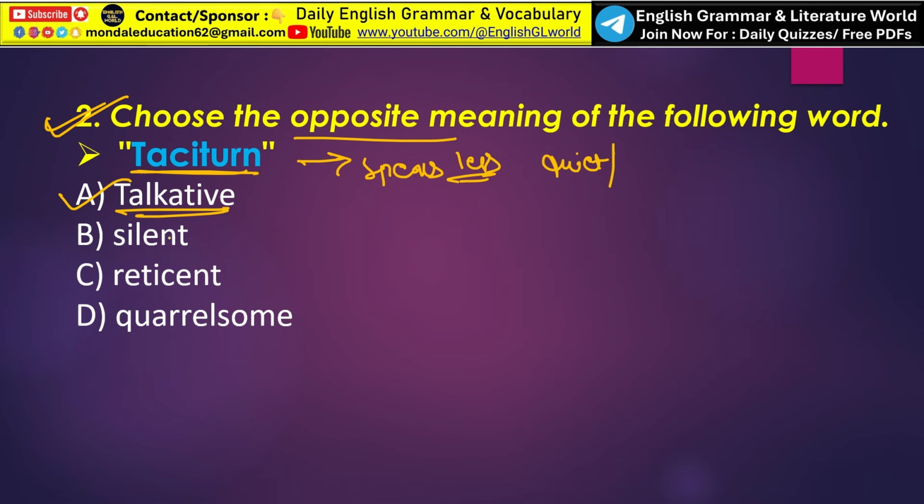So here look at the other options. Silent is not the correct answer. Actually silent is a synonymous word of taciturn. Reticent means someone who speaks less. Okay, not talkative, that is called taciturn. And quarrelsome is totally inappropriate. So option A, that is talkative, is the correct answer.